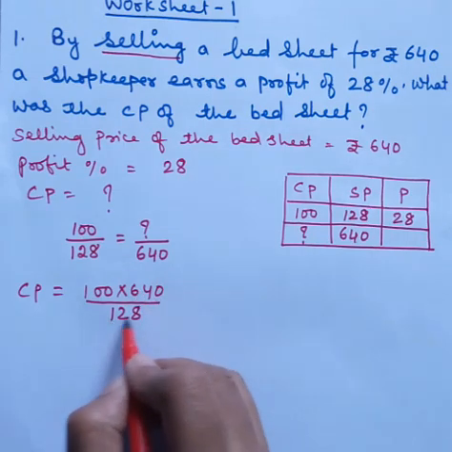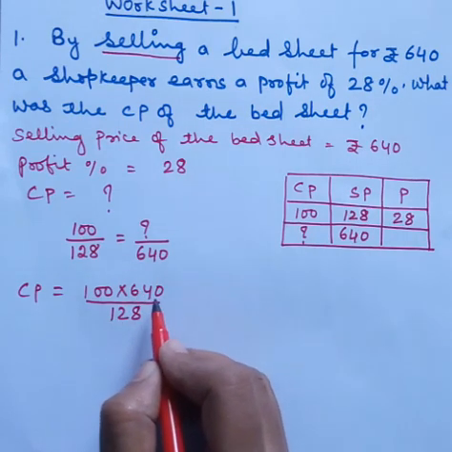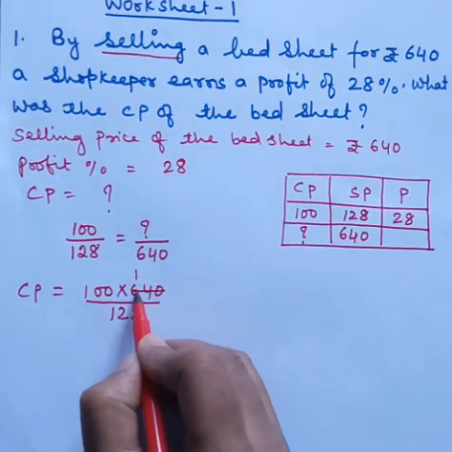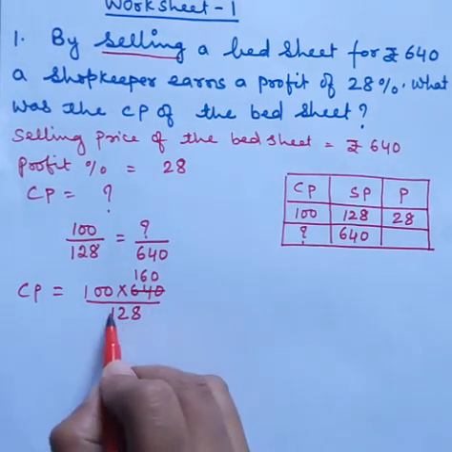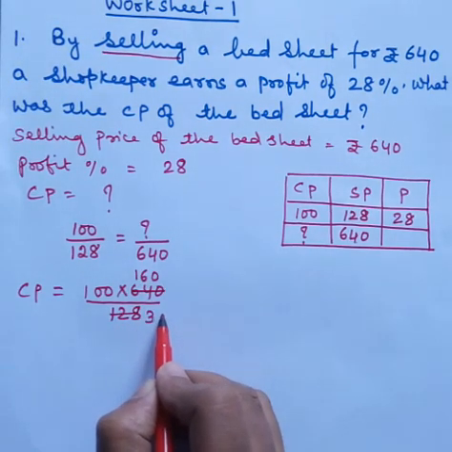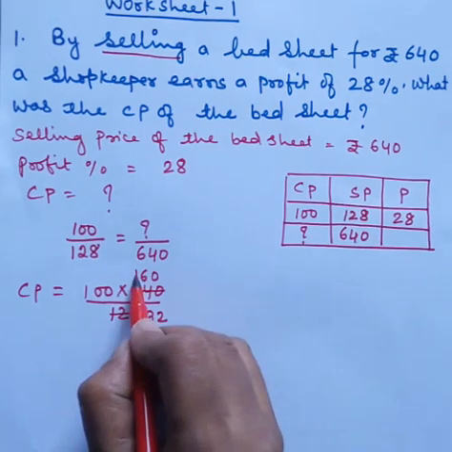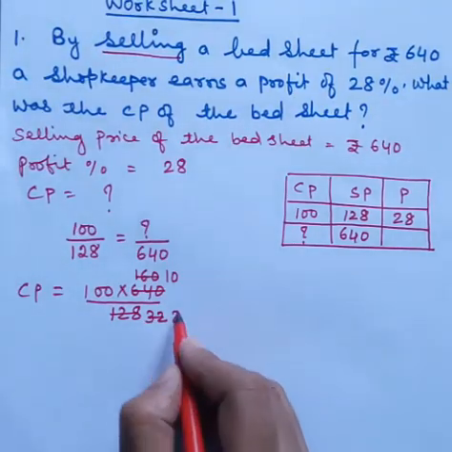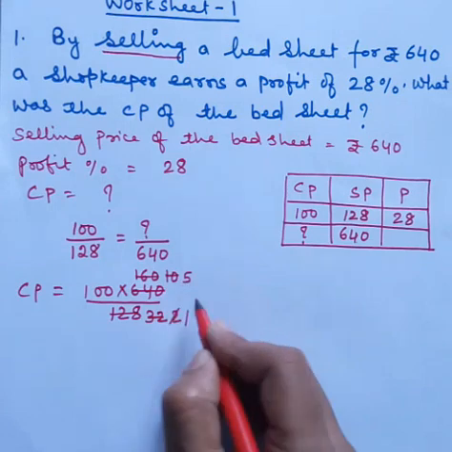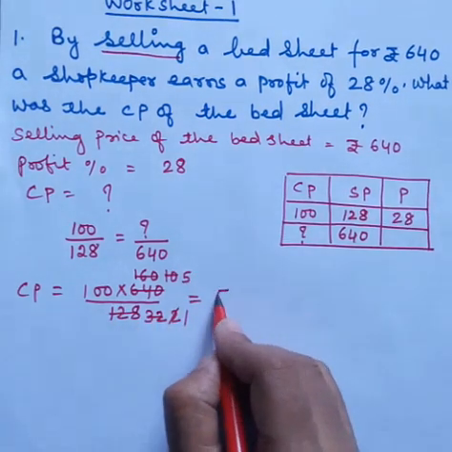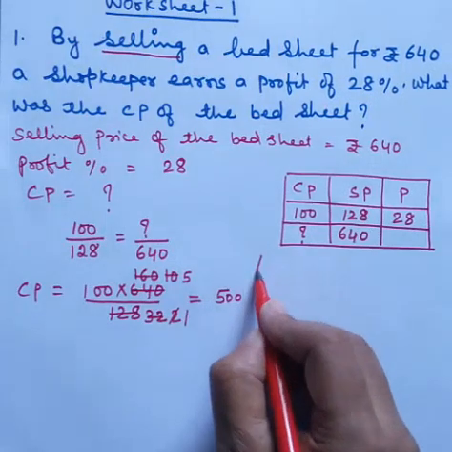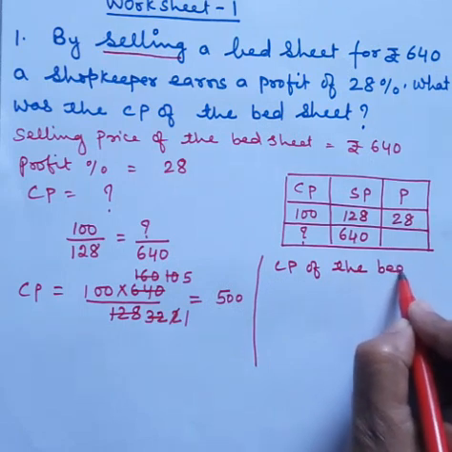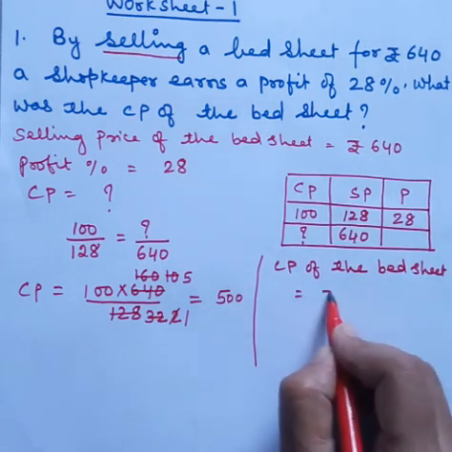So 64 and 128 goes in the table of 4. 4 ones are 4, 4 6 are 24, 0. 4 3s are 12 and 4 2s are 8. Now 16 10s are 160 and 16 2s are 32. 2 1s are 2, 5s are. Now 5 into 100 is 500. So your CP of the bedsheet is equal to rupees 500.